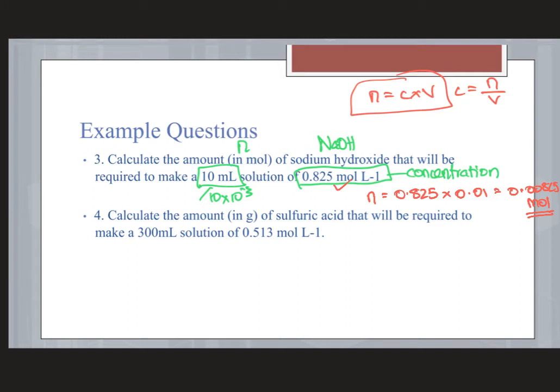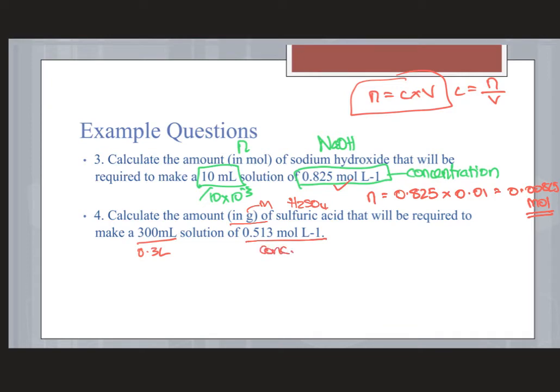Of course, we can take that question further and work out the mass of sodium hydroxide by using that number of mole and using n is equal to m on Mr and rearranging to find m. So remember that these can be combined, and this is what we're going to see in this one here. So calculate the amount in grams. I want a mass of sulfuric acid, H2SO4, that will be required to make a 300 ml, 0.3 litres, solution of this concentration.